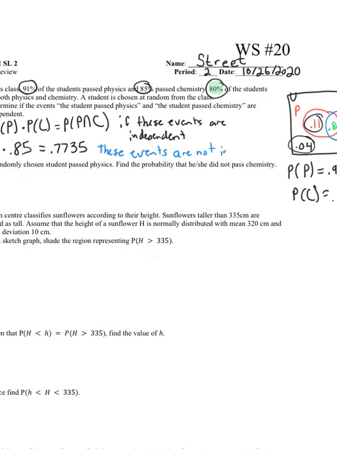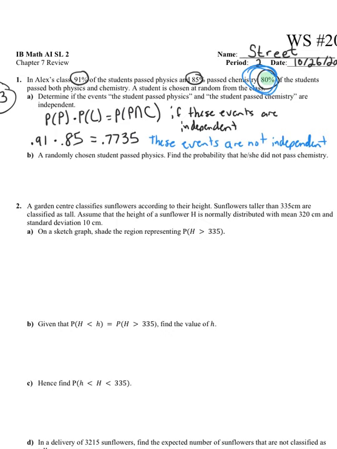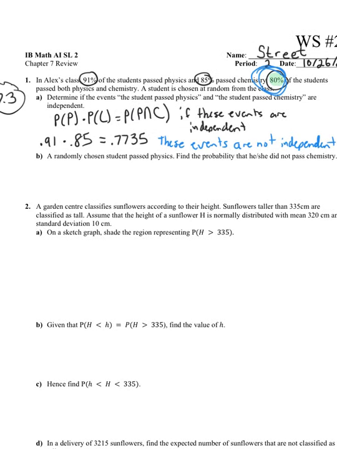Wait, so how do we know what they're supposed to equal, like the probability of P and C? How do we know what P and C is? It's given to us right there. Oh, never mind. 0.8. So, yeah, they told us that the probability that you pass both classes is 0.8. So if 0.91 times 0.85 equals 0.8, then they are independent.